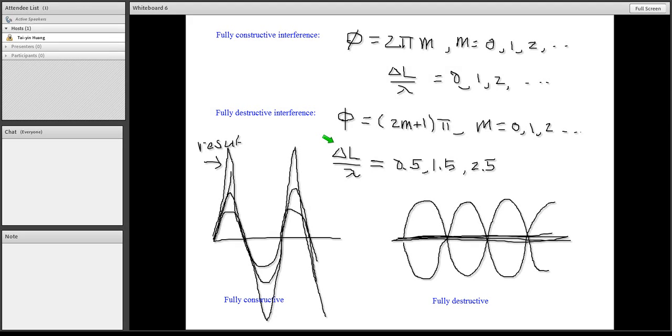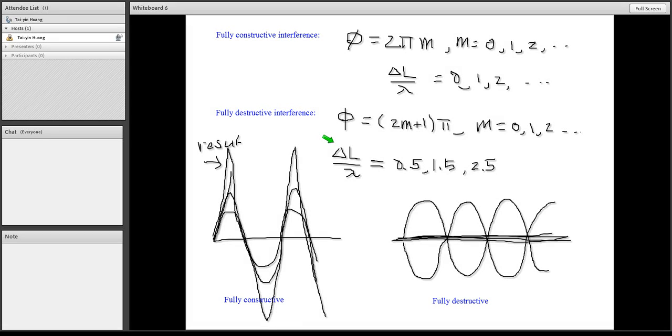These are the extreme cases when they fully destruct or fully construct. There might be situations where the two sound sources that produce the sound waves don't fully interfere destructively or constructively, and the interference might be intermediate.